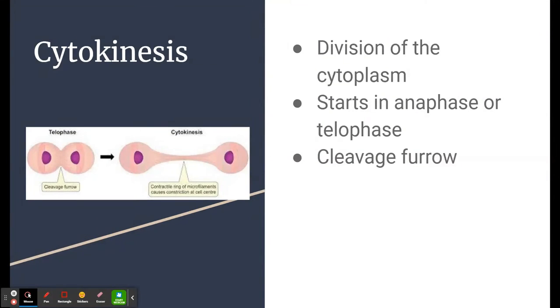Next is cytokinesis, and this is the division of the cytoplasm to finish forming the new cells. This process may start as early as anaphase, but finishes shortly after telophase. Cytokinesis almost looks like the pinching of a coin in half using a rubber band, and this pinch action is also known as the cleavage furrow.